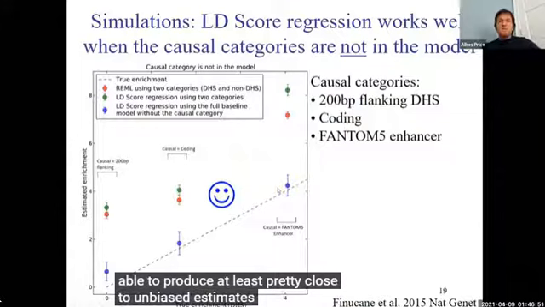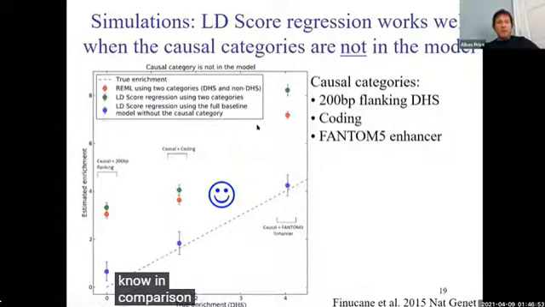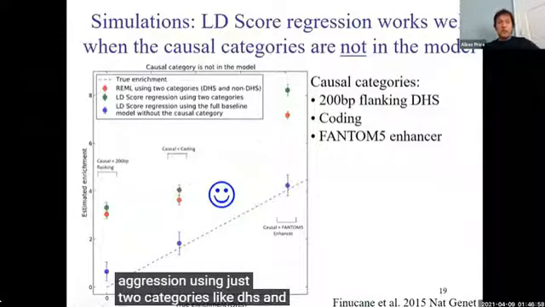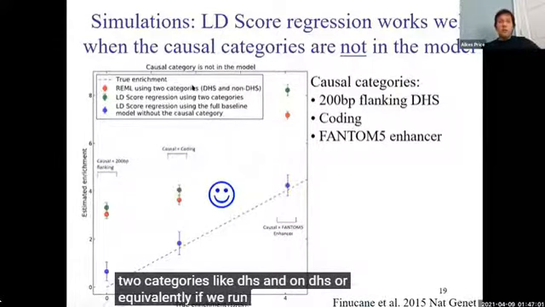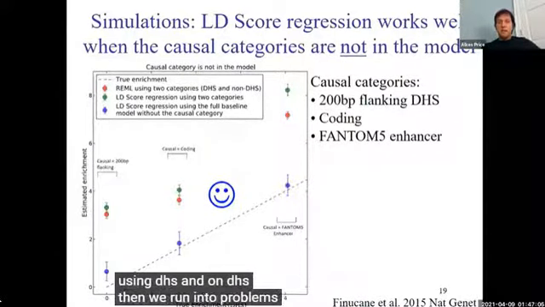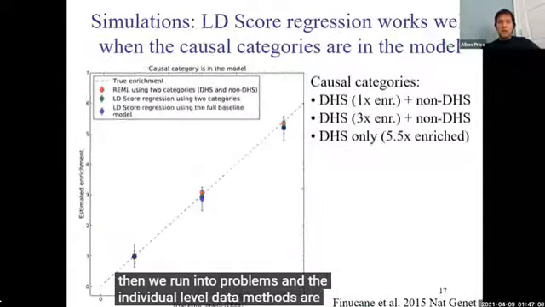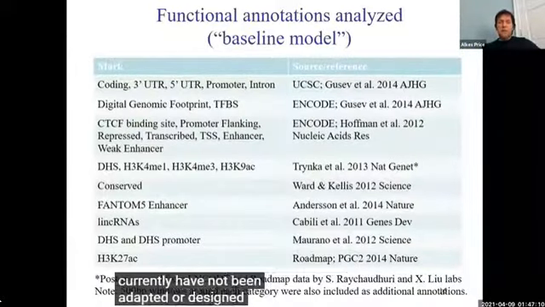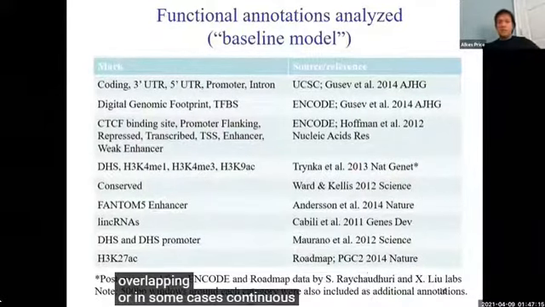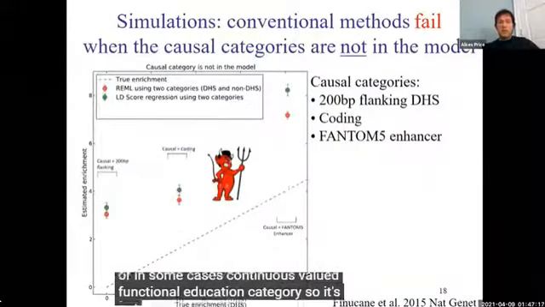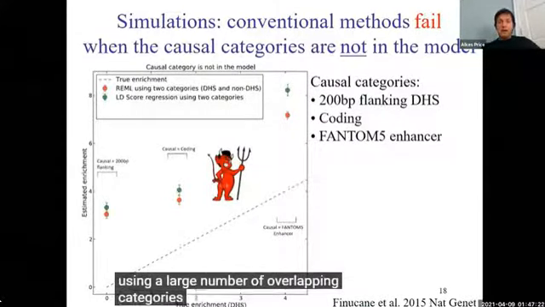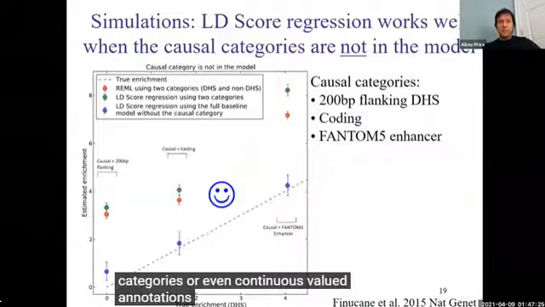and we're still able to produce pretty close to unbiased estimates. That's in comparison to if we run LD score regression using just two categories like DHS and non-DHS, or equivalently, if we run methods that analyze individual-level data using just DHS and non-DHS, then we run into problems. And the individual-level data methods have not been adapted or designed to run on 30 overlapping or, in some cases, continuous-valued functional annotation categories. So it's not really an option right now to run REML using a large number of overlapping categories or even continuous-valued annotations.